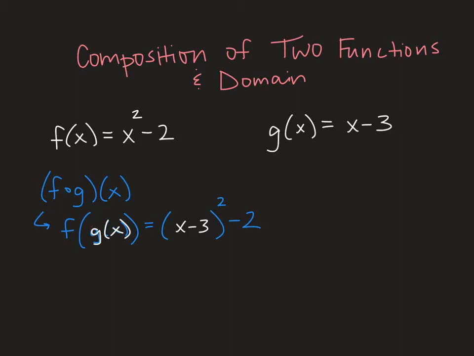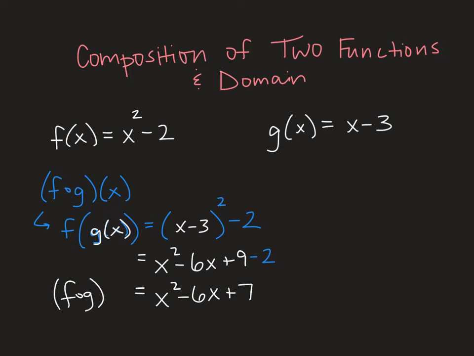Then we have to just simplify it. So we need to square x minus 3. That means x minus 3 times x minus 3. When you FOIL that out, you'll get x squared minus 6x plus 9. And then, of course, we still have that minus 2 at the end. I'm just color coding it still so you can see what I'm doing. Then we'll combine like terms, and in this case it is possible to do so. We'll have x squared minus 6x plus 7. So this is our new function. This is f of g of x.